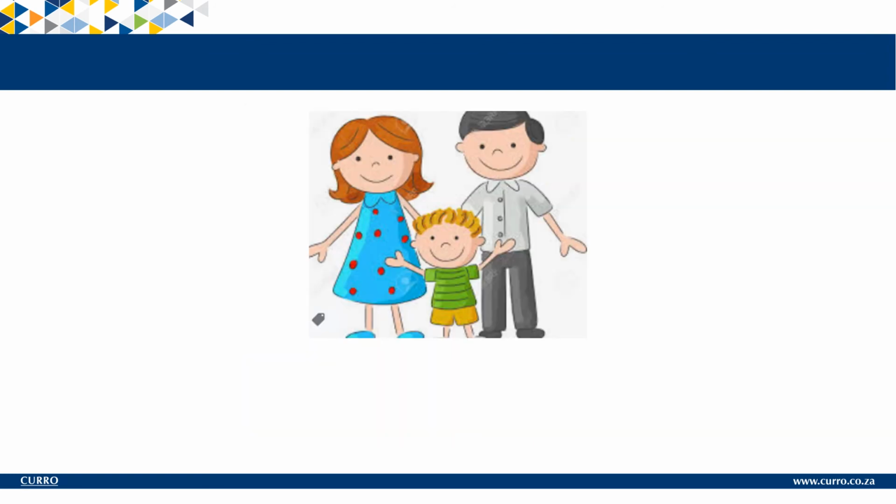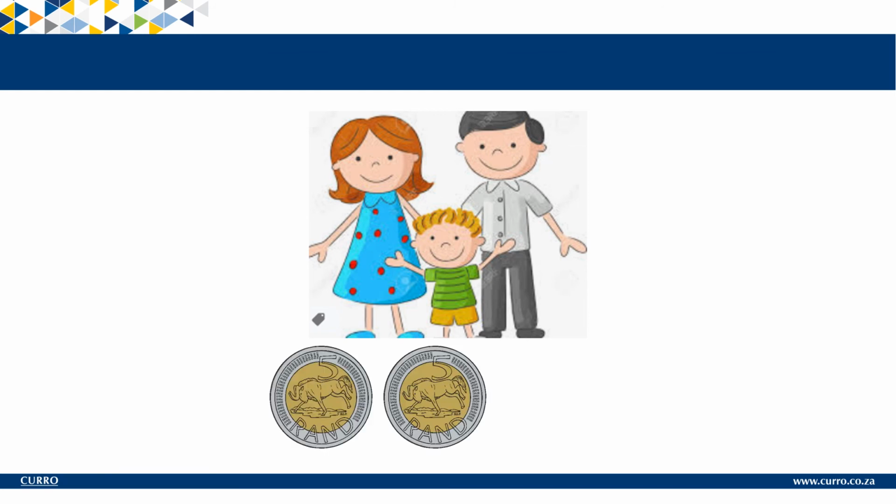This little family, the mom, the dad, and the boy, have each got 5 rand. Now that's also easy to count because we've learned to count in fives. So we will have 3 5 rand coins. How much money will we have altogether? Let's count in fives together. 5, 10, 15. Altogether, this family has got 15 rand.